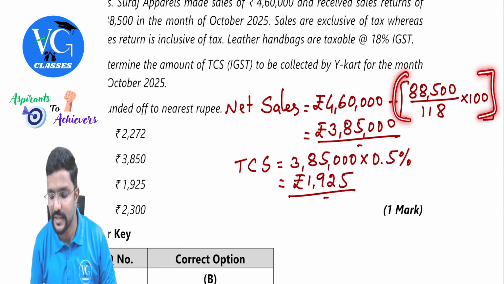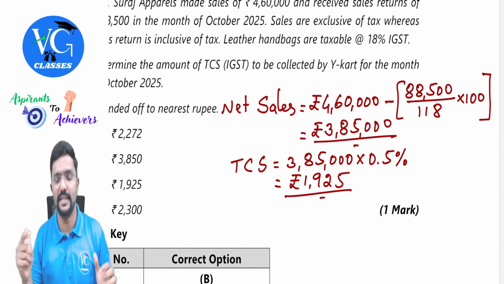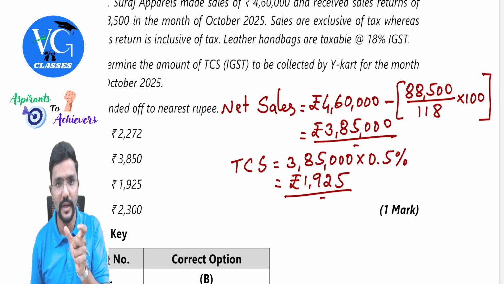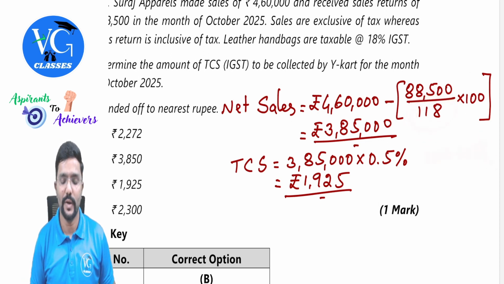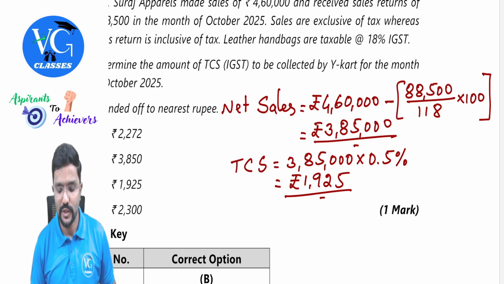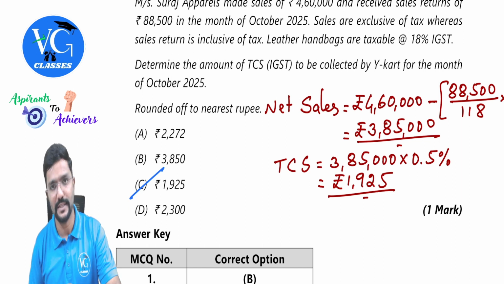Then coming to sales returns, 88,500 divided by 118 into 100, because we are calculating the value portion. How did we get 118? 100 plus the GST rate 18. So the net value of supply is 3,85,000, and 0.5% on that comes to 1,925. So option C, guys.